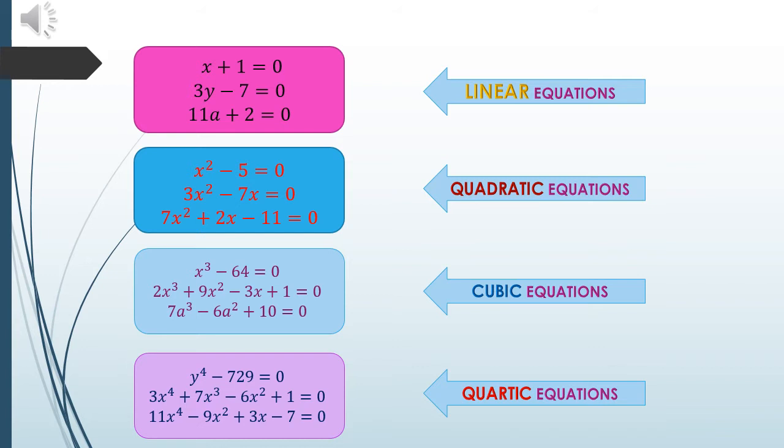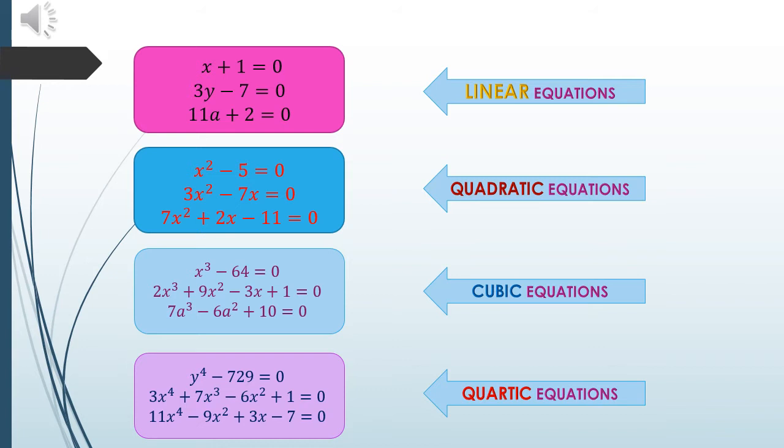Moving towards 3x square minus 7x is equal to 0. It is also called quadratic equation because we have two terms over here, and the power on the variable in the first term is 2, and in the second term, 7x, the power on x is 1. So here the highest power is 2, so we can say that 3x square minus 7x is equal to 0 is quadratic equation.